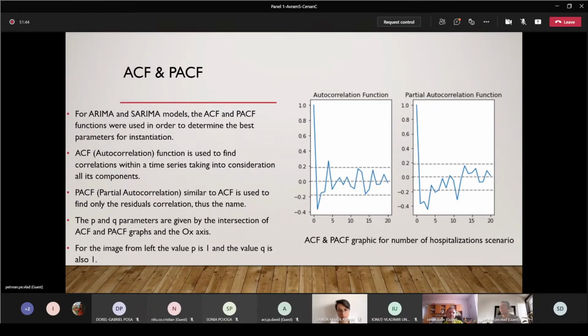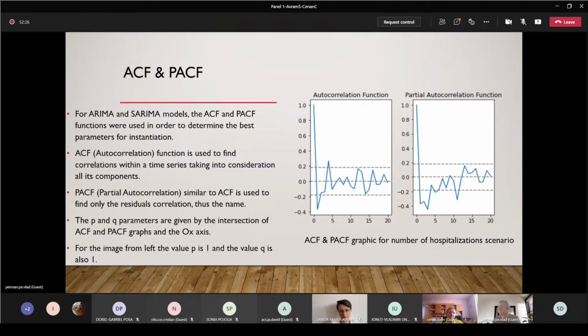Now that we have the models, we need to instantiate them. In the case of ARIMA and SARIMA, we have used the ACF and PACF functions. These functions give us the graphical representation of the data set's evolution from the relation-between-records point of view. And as you can see in these images, the point where the graphic intersects the OX axis gives us the parameter for the autoregressive model and for the moving average model from the previous slides. So in this case, for the number of hospitalizations scenario, both of the arguments will be 1.